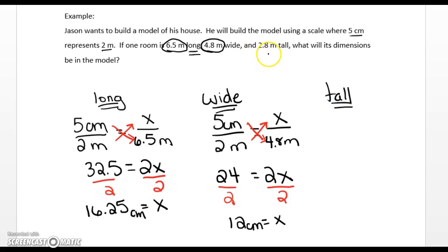Then we look at the height, or how tall the room is. And here it states that it is 2.8 meters tall in real life. So let's find out what that is for our model. So we're comparing with that same proportion. So 5 centimeters is equal to 2 meters. And here we're told that it is 2.8 meters tall.